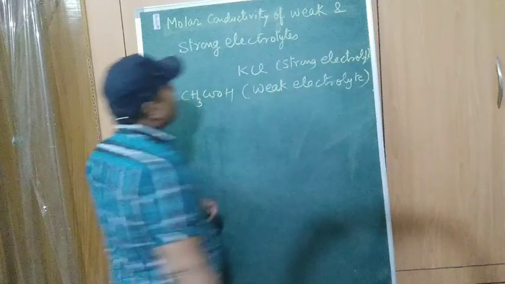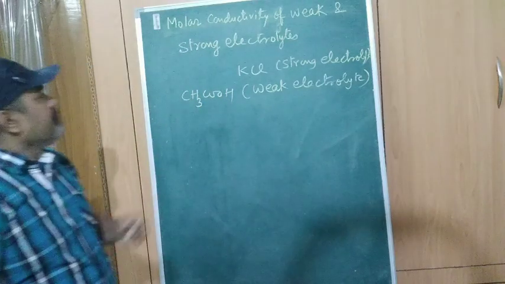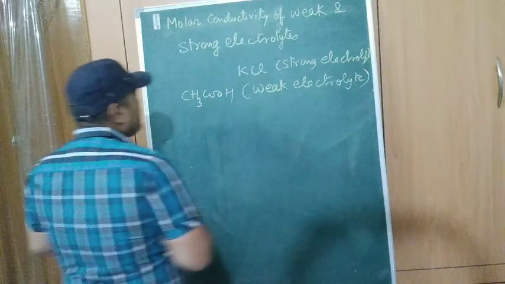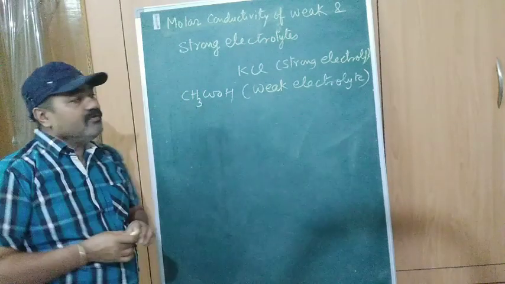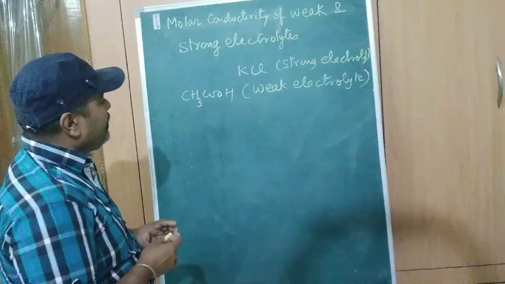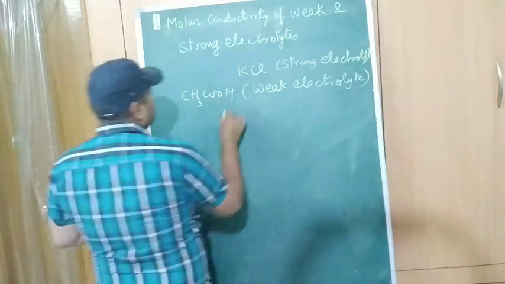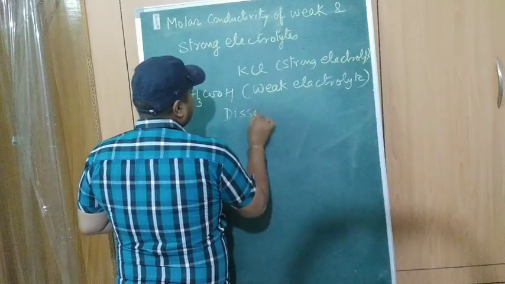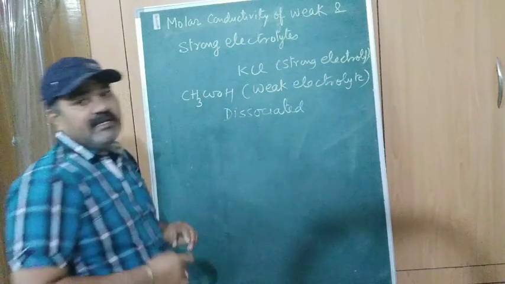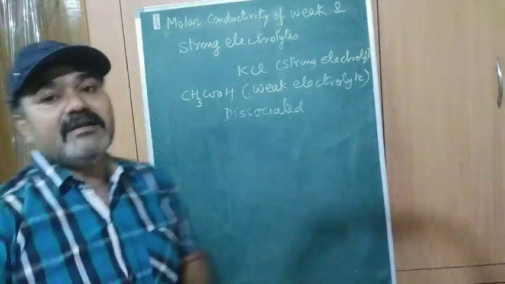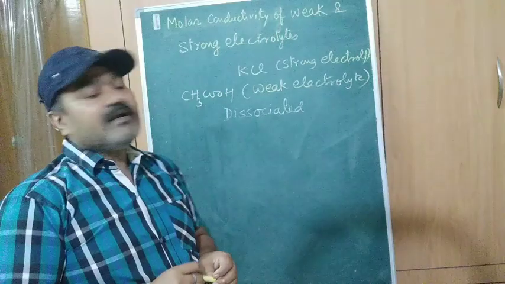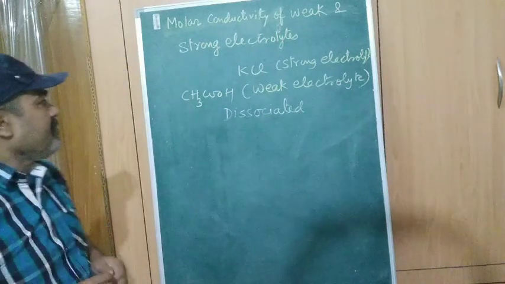Now, regarding the conductance of the solution, we know that the conductance of an electrolyte is due to the presence of ions, and ions only in dissociated form. If the ions are not in dissociated form, then they will not contribute towards the conductance of the electrolyte, or you can say the conductance of the solution.